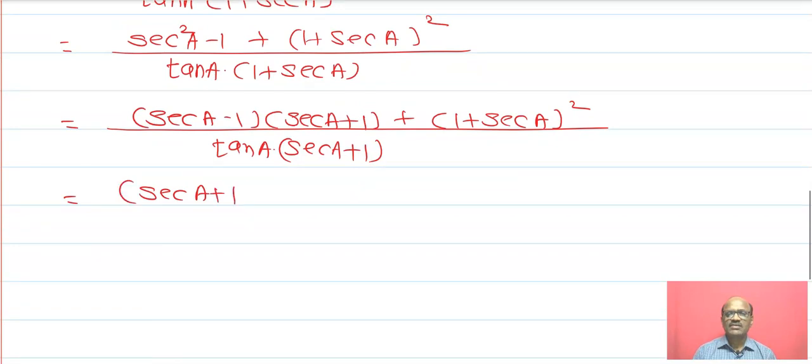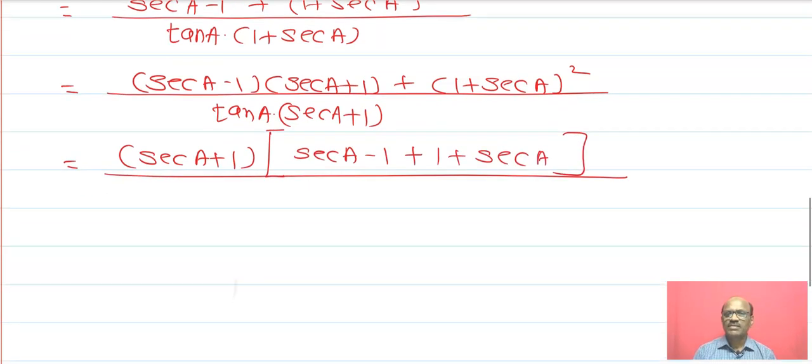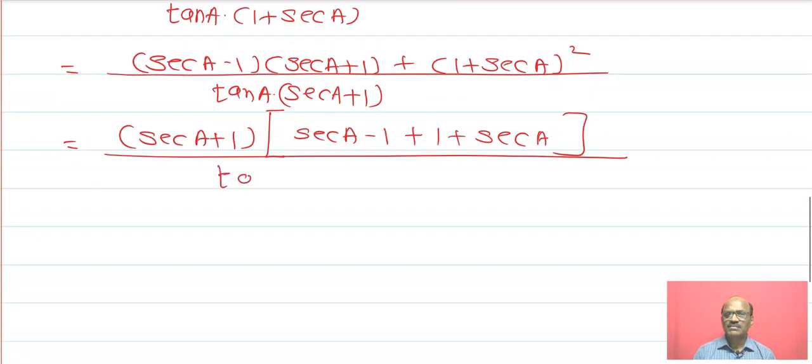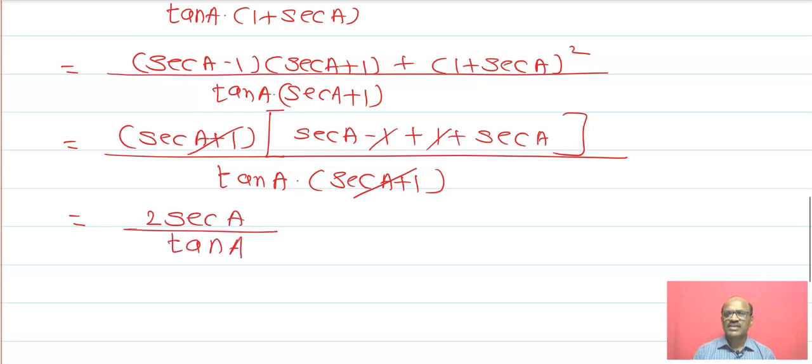Now take sec A plus 1 common, then you will get sec A minus 1 plus 1 plus sec A, the whole divided by tan A into sec A plus 1. Now sec A plus 1 gets cancelled, and minus 1 plus 1 also cancel. You will get 2 sec A upon tan A.